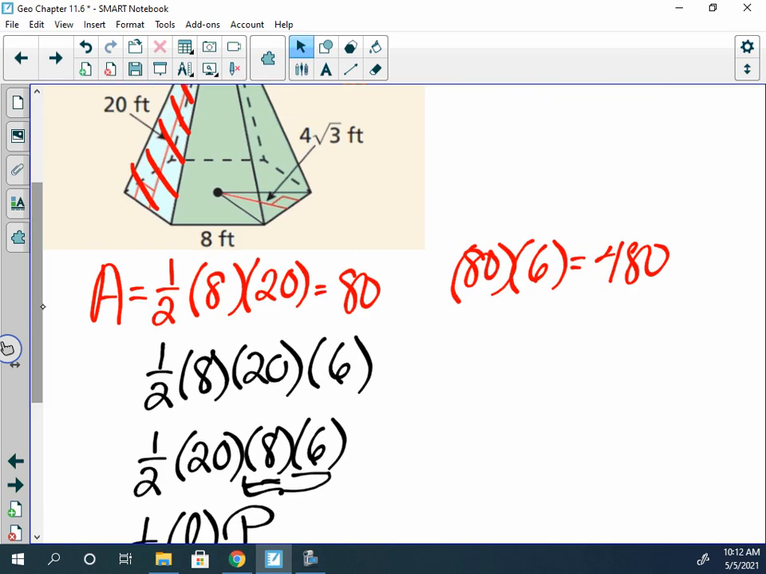If doing it this way in red makes sense, do it that way. There's nothing wrong with doing it that way. If you like the way we did on the first one where we found the perimeter and used that, do that, because we get to the same answer. Pick which way works best for you.